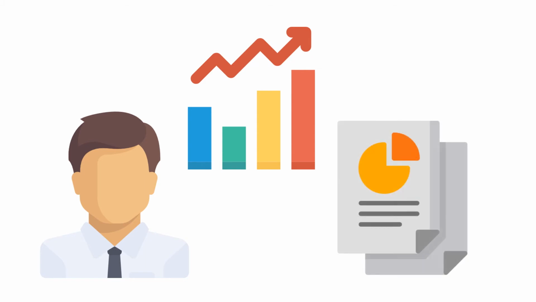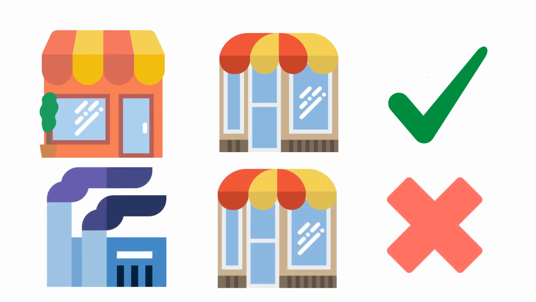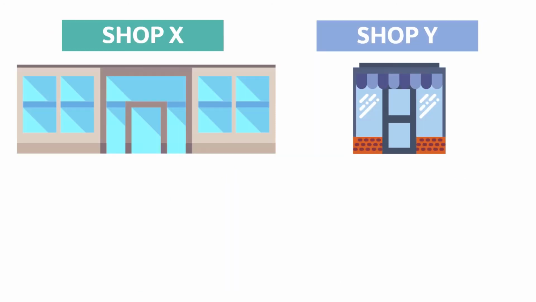Although profit margin is helpful and popular for estimating a company's profitability, it does have limitations. Although profit margin is useful for comparing companies in the same industries, it may not be very meaningful to compare between companies in different industries with different business models. I will illustrate this with an example. Let's take a look at Shops X and Y.